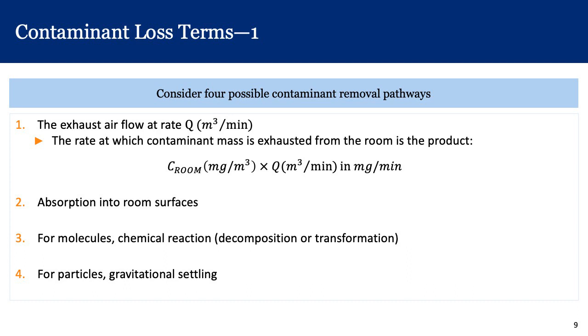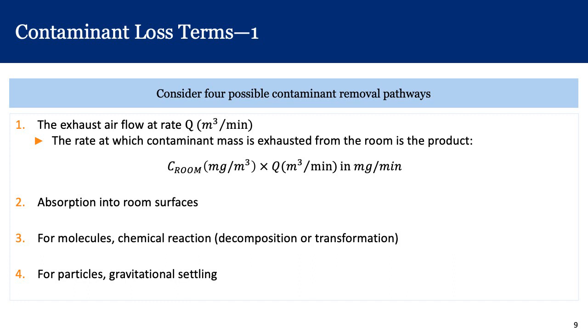So we can consider four possible pathways by which contaminant is removed from the room air. The first one is that some of the contaminant is washed out of the room by the exhaust airflow. That has a value of Q cubic meters per minute. The rate at which the contaminant mass is exhausted from the room air is the product of the room air concentration, C room, in units of milligrams per cubic meter, and the airflow rate, Q, in units of cubic meters per minute. So the product of these two terms is again milligrams per minute.